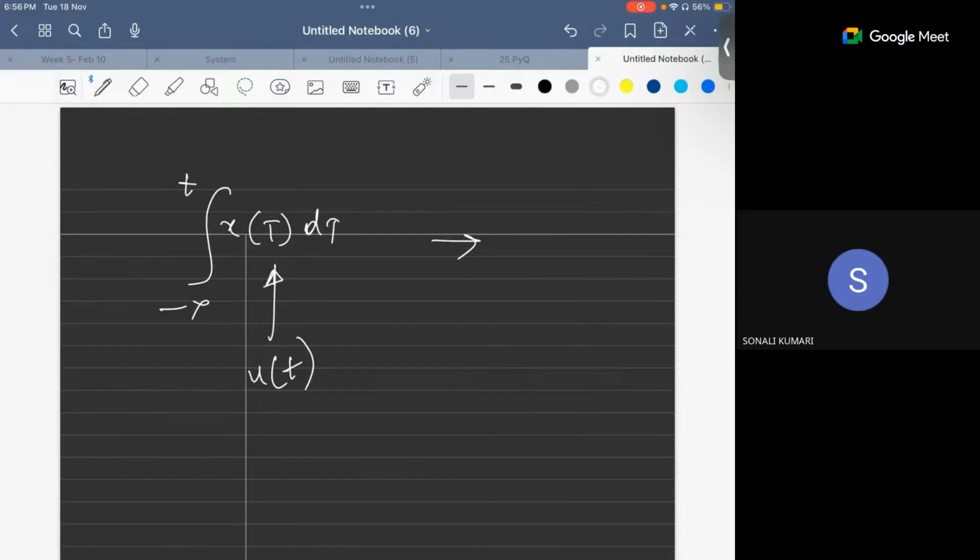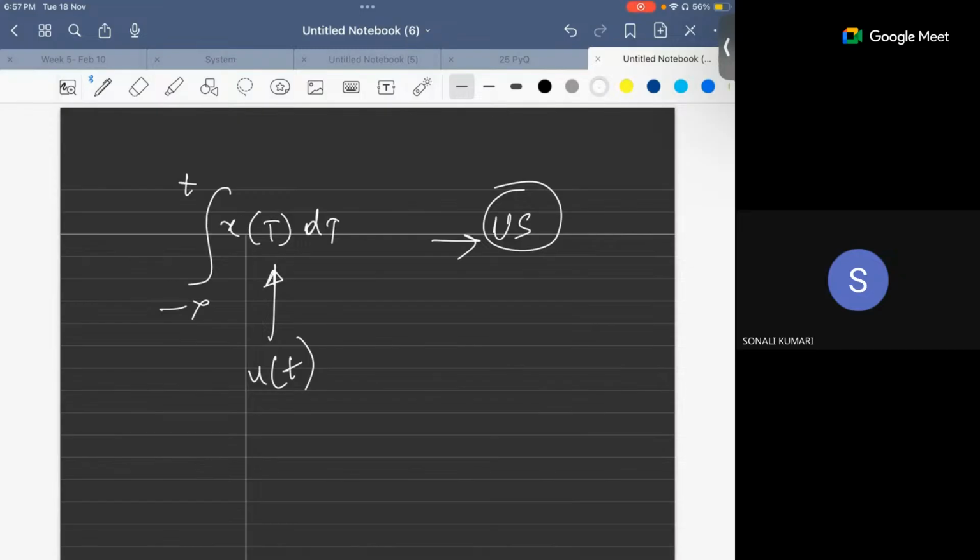Ramp. It's a ramp function. Is a ramp bounded or unbounded? Unbounded. That means unstable. Remember it: an integrator or differentiator is always unstable, whatever it is.